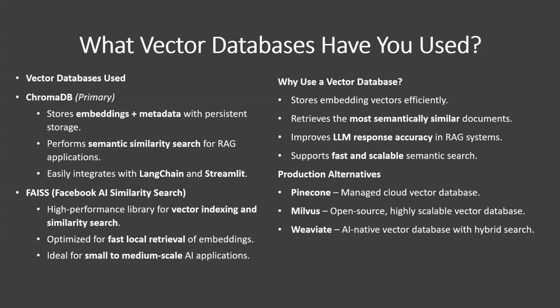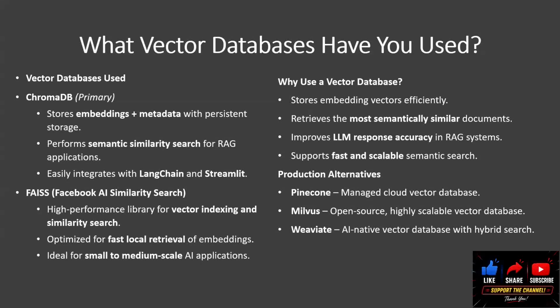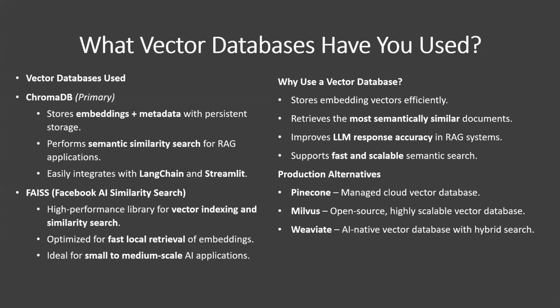Why use a vector database? Why do we want to use a vector database? We are going to use a vector database to store the embedding vectors efficiently, and to retrieve the most semantically similar documents, and it improves LLM response accuracy in RAG systems, and it also supports fast and scalable semantic search. What are the other production alternatives to vector databases? They are Pinecone, Milvus, and Weaviate.